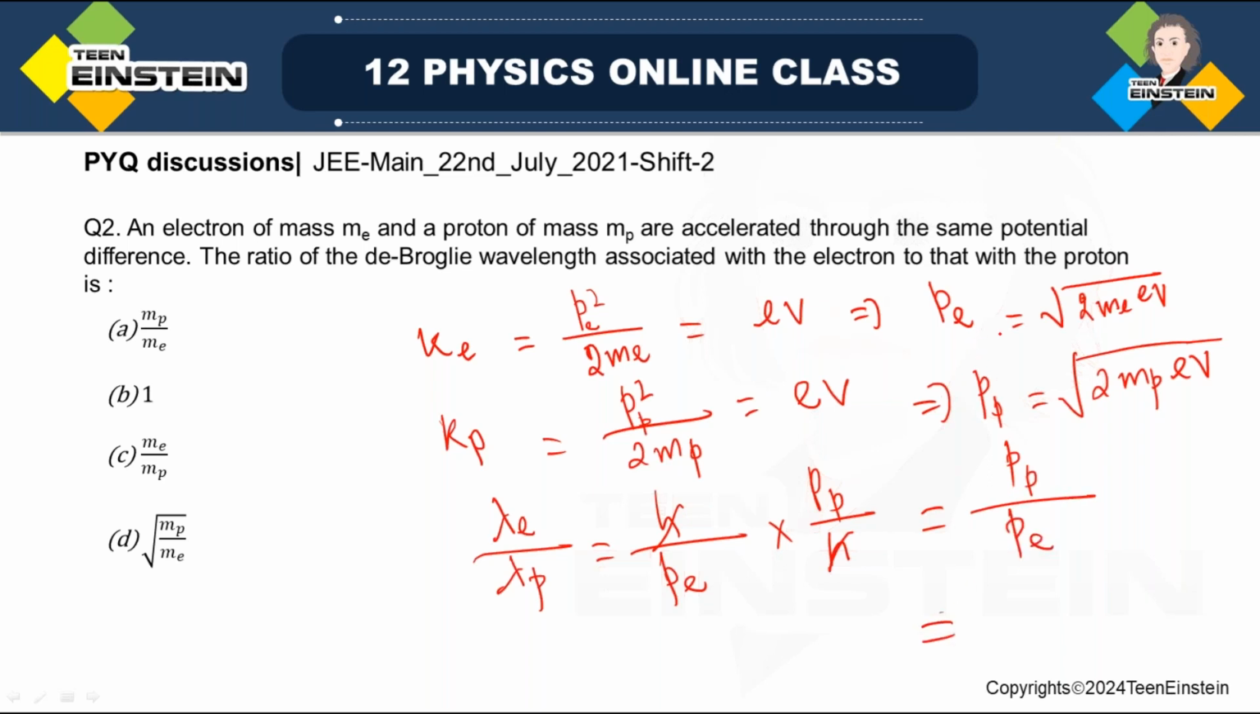So what is pp and what is pe? Look at this one, pp. We can write 2 mp into eV divided by 2 me into eV. So this eV I can cancel out, this 2 I can cancel out. So finally we get square root of mp by me. Okay, so option D will be the correct answer for this question.